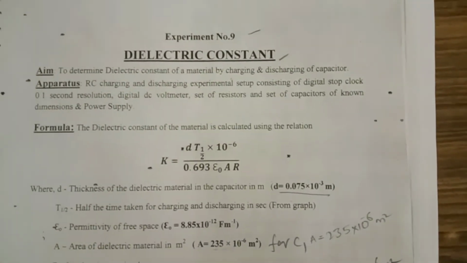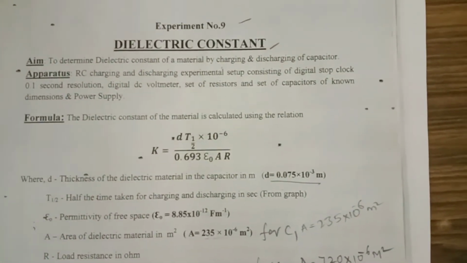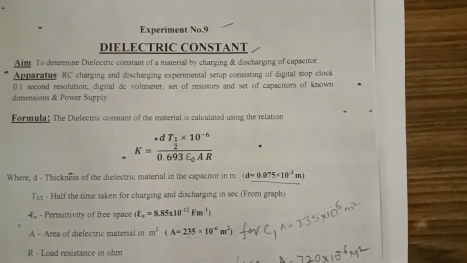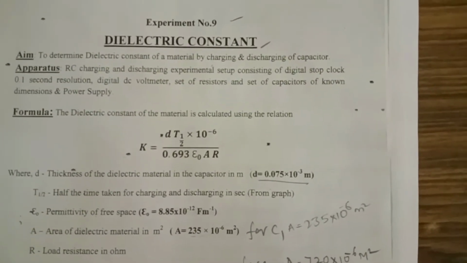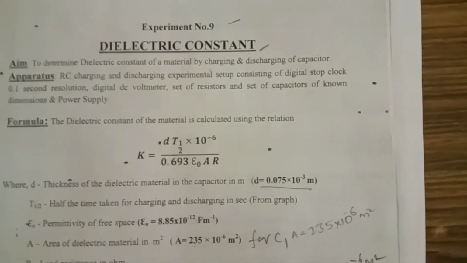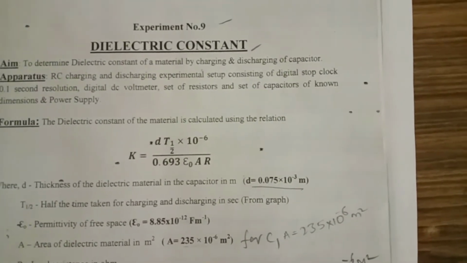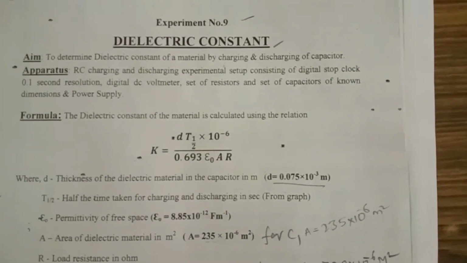Those are the resistance, RC charging and discharging experimental setup, consisting of a digital stop clock with 0.1 second resolution, a digital DC voltmeter, a set of resistors and a set of capacitors of known dimensions, and a power supply, which you can see here.